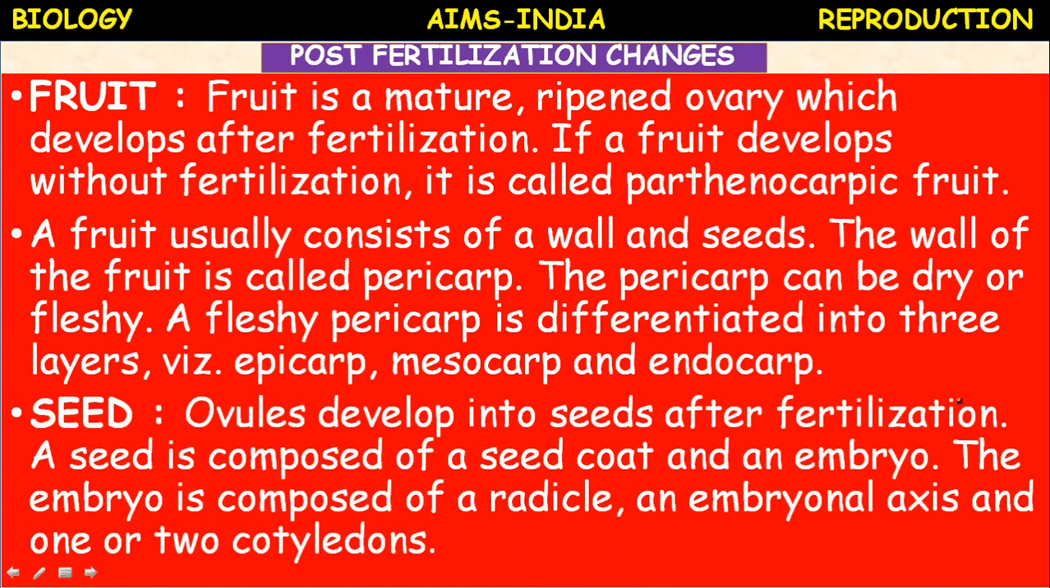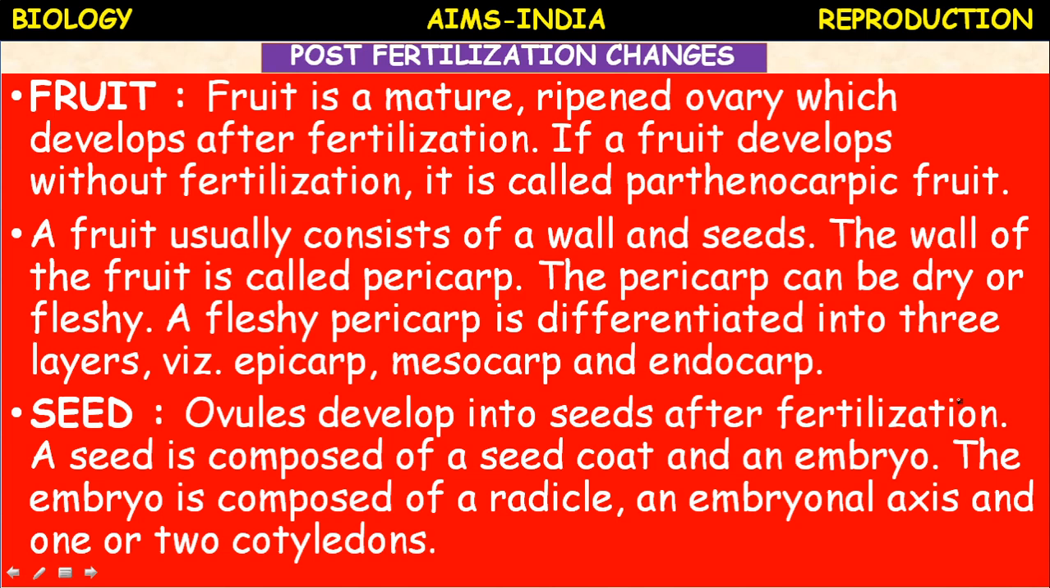Now come to seed. The ovules develop into seeds after fertilization. A seed is composed of a seed coat and an embryo. The embryo is composed of a radicle and an embryonal axis and 1 or 2 cotyledons.